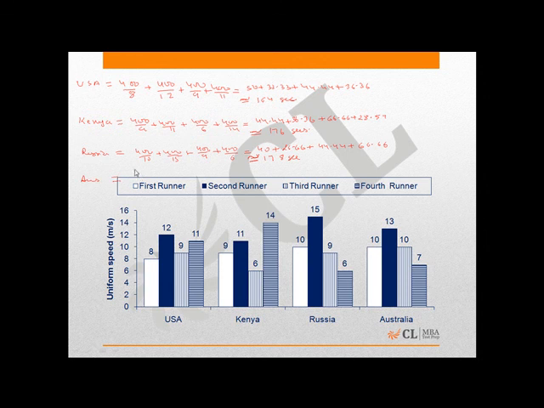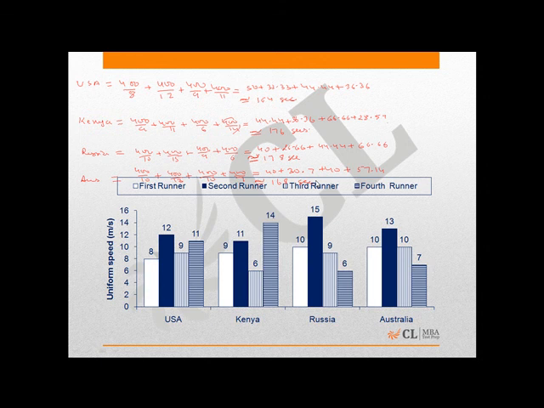For Australia, the figure would be 400 by 10 plus 400 by 13 plus 400 by 10 again plus 400 by 7. 400 by 10 is 40. 400 by 13 can be easily calculated as 30.7, because 390 by 13 will be 30, and 10 by 13 is 0.7. 400 by 10 is again 40, and 400 by 7 will be twice 200 by 7. We have already calculated 200 by 7, that is 28.57, the double of which would be 57.14. So this time will come to approximately 168 seconds.